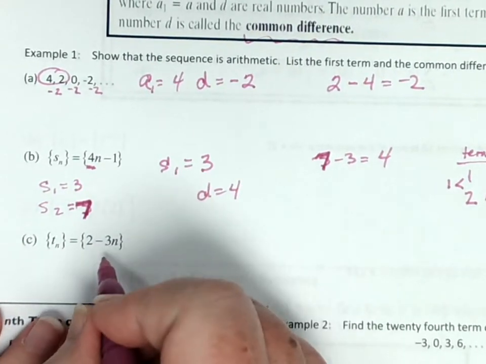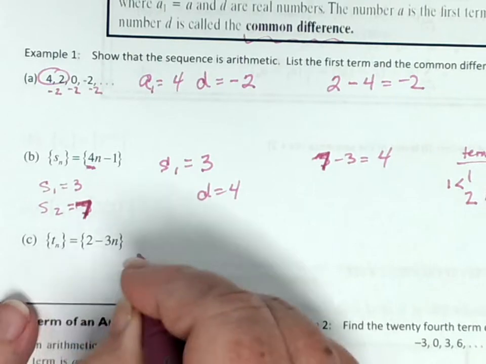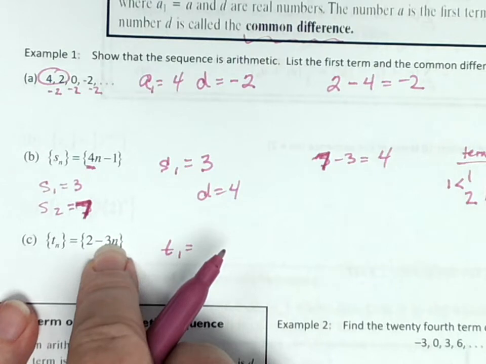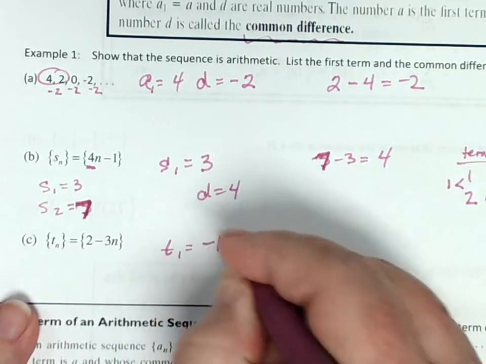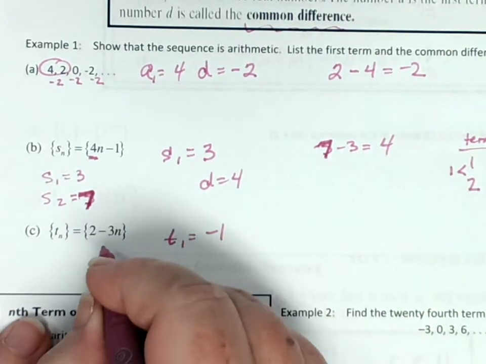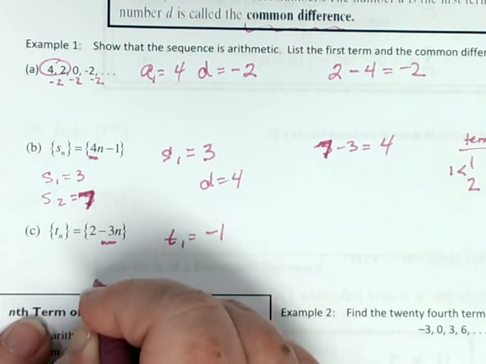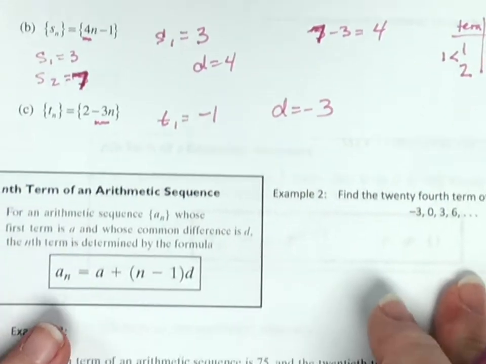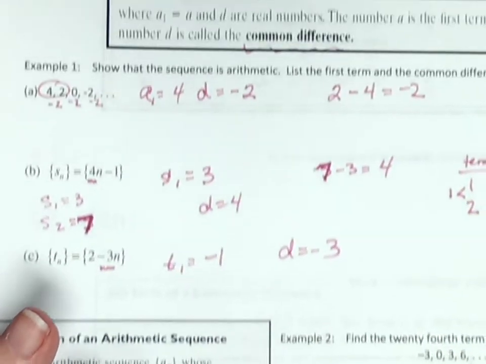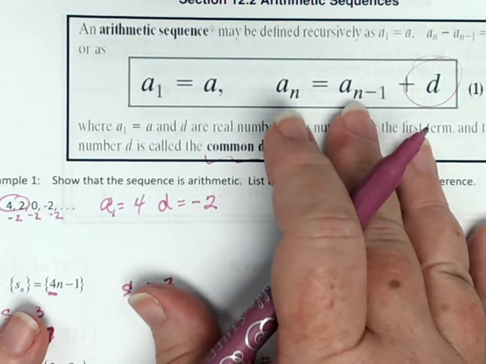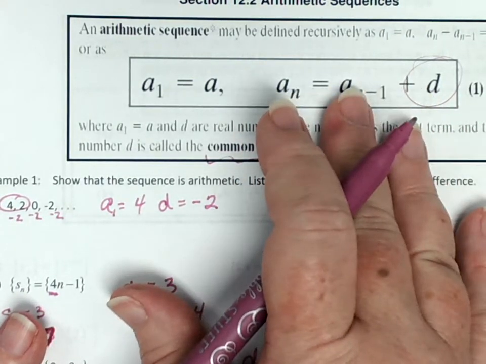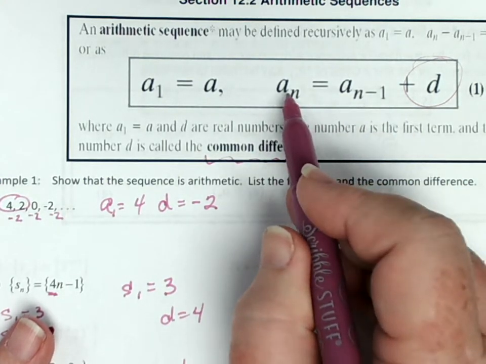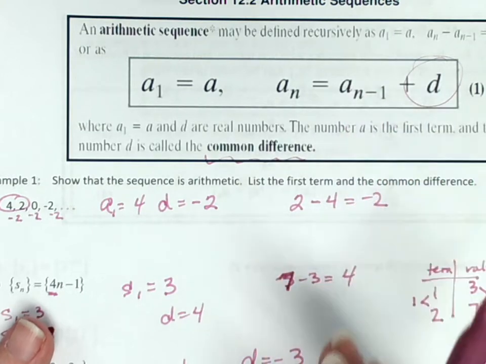So let's take a look at this one. I can tell you right now that t sub 1 would mean plug in 1. So 2 minus 3 times 1. 2 minus 3 is -1. There's my first term. And where could I find the common difference? Right there. The common difference is -3. Now that we have that out of the way, this is called recursive notation. You're not going to have to practice recursive notation, but you do need to understand what it means: a number is worth the one before it plus the difference.